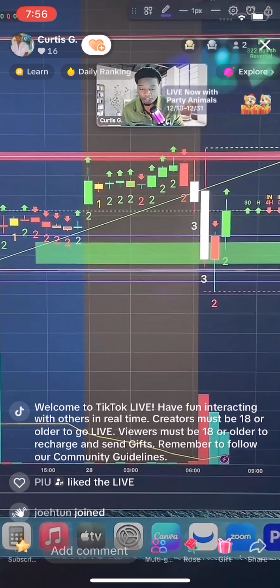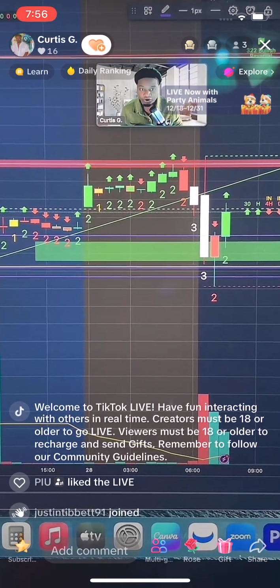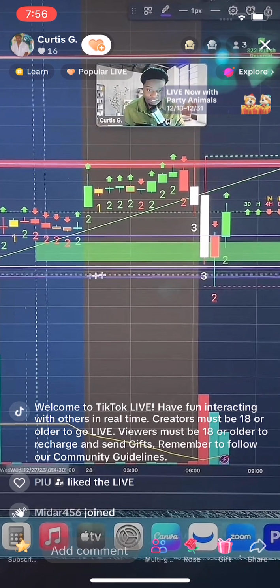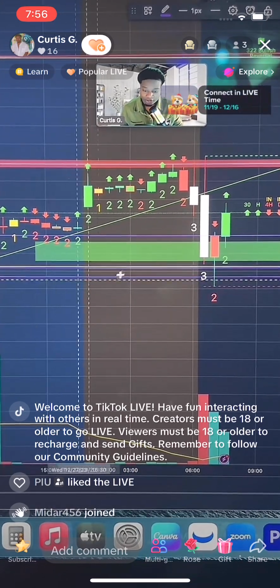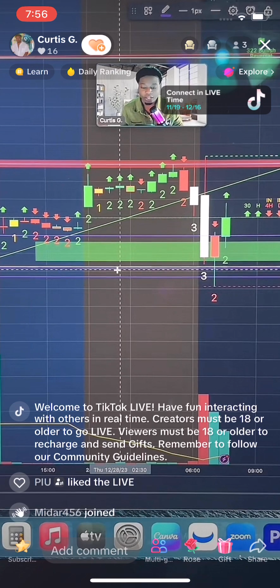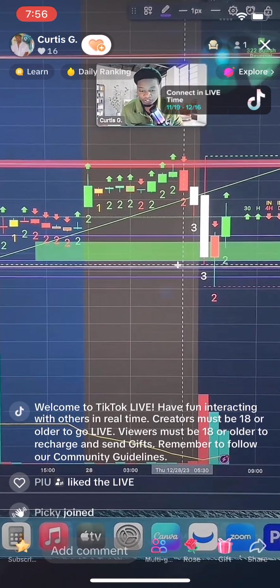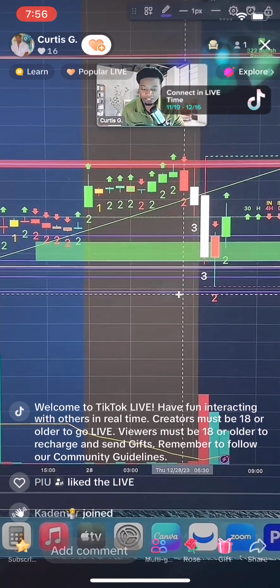And I had already marked out, if you were with me live yesterday or the day before, the support zone, which makes sense. So yesterday's low came down to the support zone, which is these two purple lines. And then today, right now, as we see the market moving, we see that today it bounced.